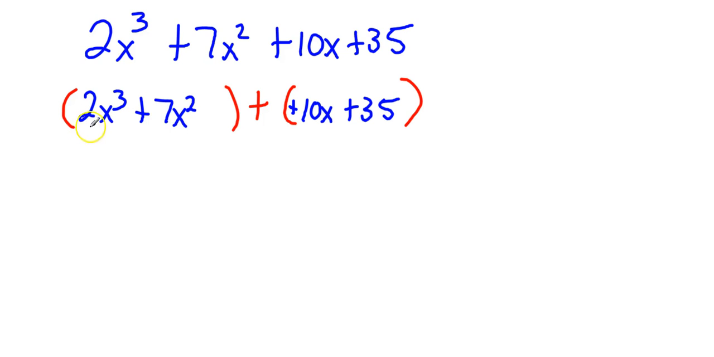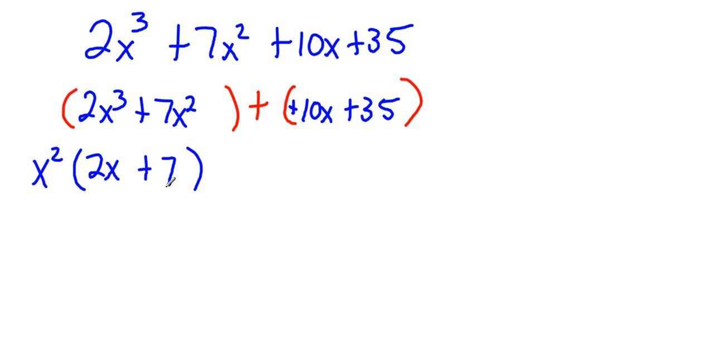With the first two terms, 2 and 7, there's nothing in common, but you have x to the third and x to the second. So for that one, you can take out an x squared. You'll have the 2 left over: take out 2 of the x's, you've got 1 left. Take out the 2 x's here, you've got the 7 left.